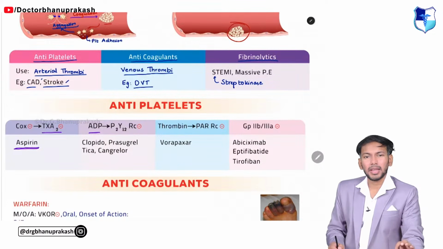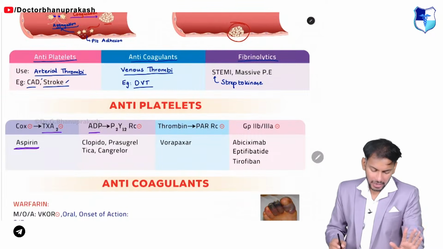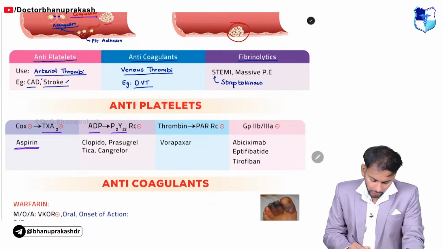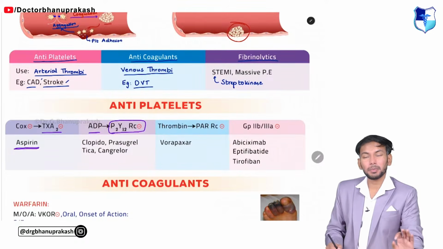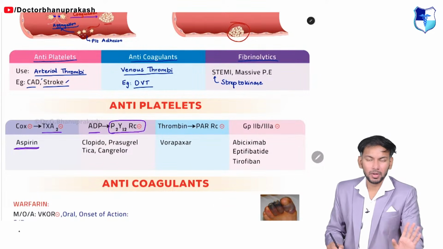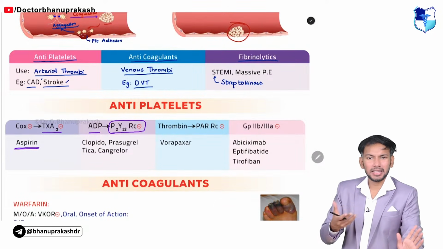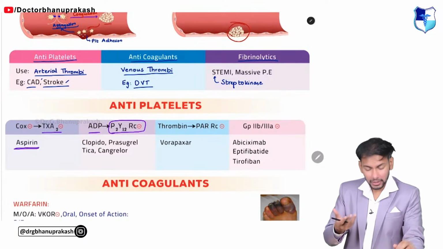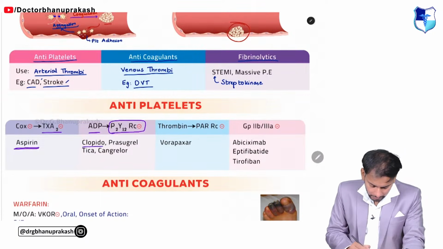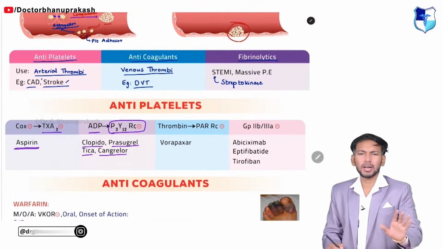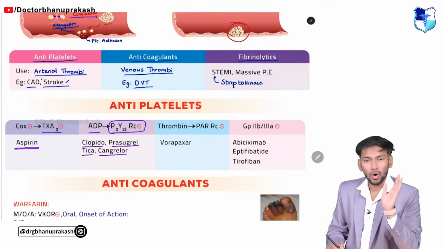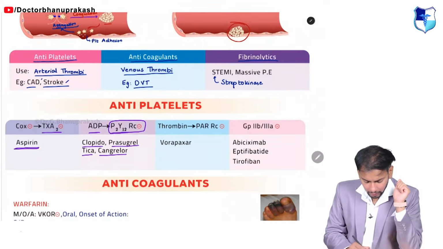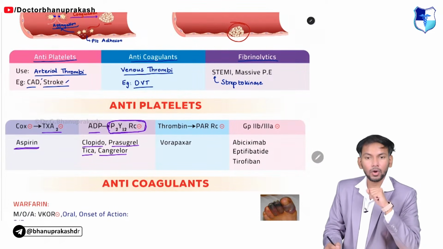Now, ADP is a molecule which acts on P2Y12 receptor. So, if you are blocking P2Y12 receptor, what will not happen? This platelet aggregation and all will not happen. So, the drug names are clopidogrel, prasugrel, ticagrelor, and cangrelor. Clopidogrel, ticagrelor, cangrelor, all of these are P2Y12 receptor blockers.